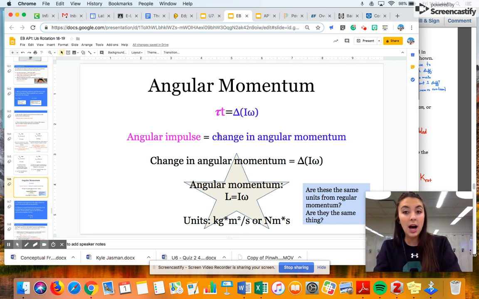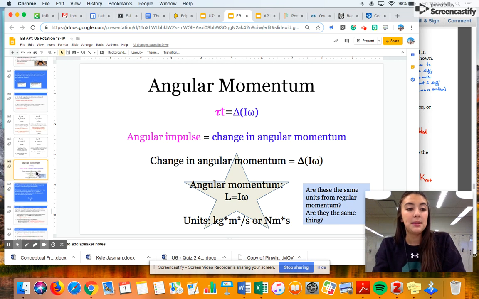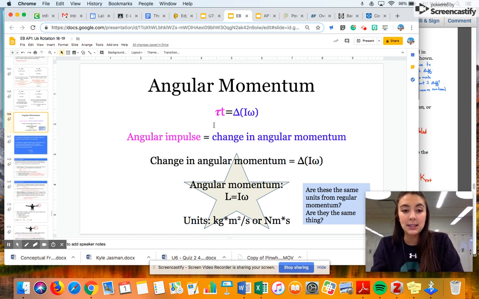Okay, so these are not the same as regular momentum. They are different units, but they still match, right? The angular impulse units still match the change in angular momentum units.